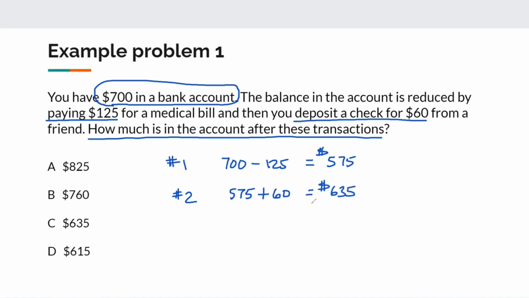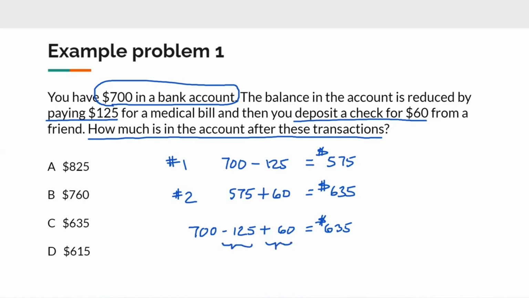Now, when you looked at this problem, if you immediately thought, hey, I know how to do that, 700 minus 125 plus 60 equals 635, you are absolutely correct. We didn't quite break it up into these discrete steps, but you still performed 2 steps here. You subtracted 125 and then you added 60. But that is perfectly fine.